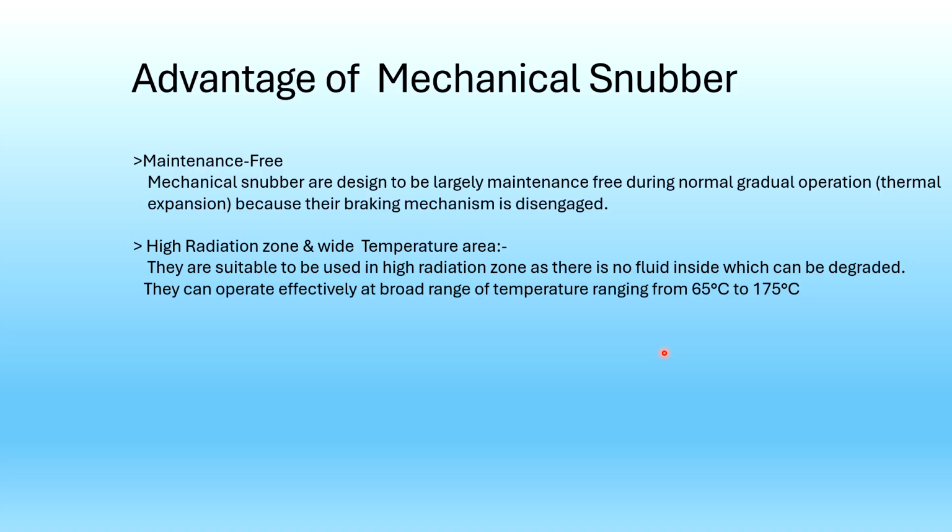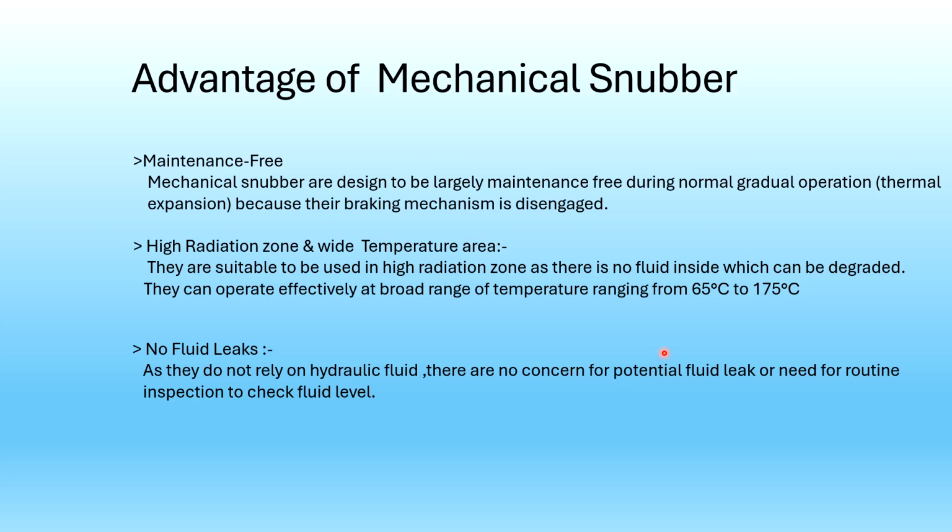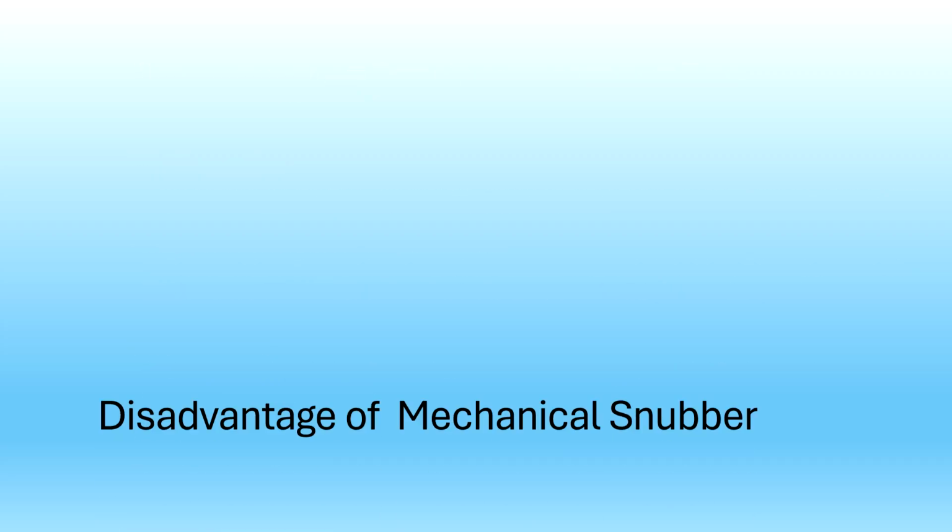Unlike hydraulic snubbers, mechanical snubbers can be used in high radiation zones because there is no fluid inside them, so there is no question of degradation. They can operate effectively across a broad range, from 65 to 175 degrees Celsius. No fluid leak, as they do not rely on hydraulic fluid. There is no concern for fluid leaks or need for routine inspection to check fluid levels. So there is no question of any fluid leak as there is no fluid inside it.